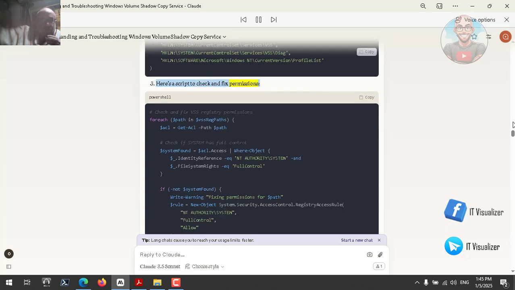Here's a script to check and fix permissions.